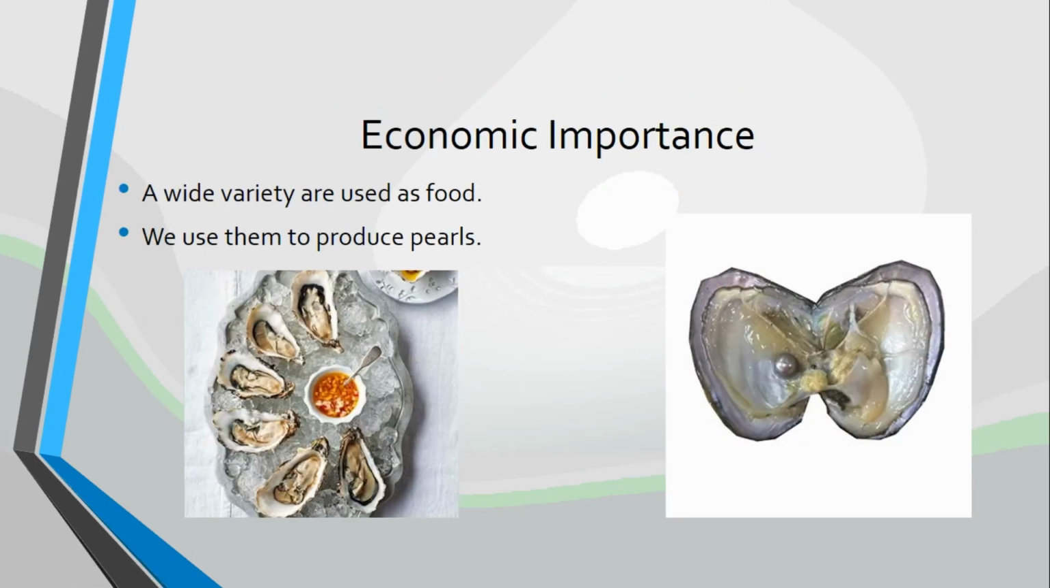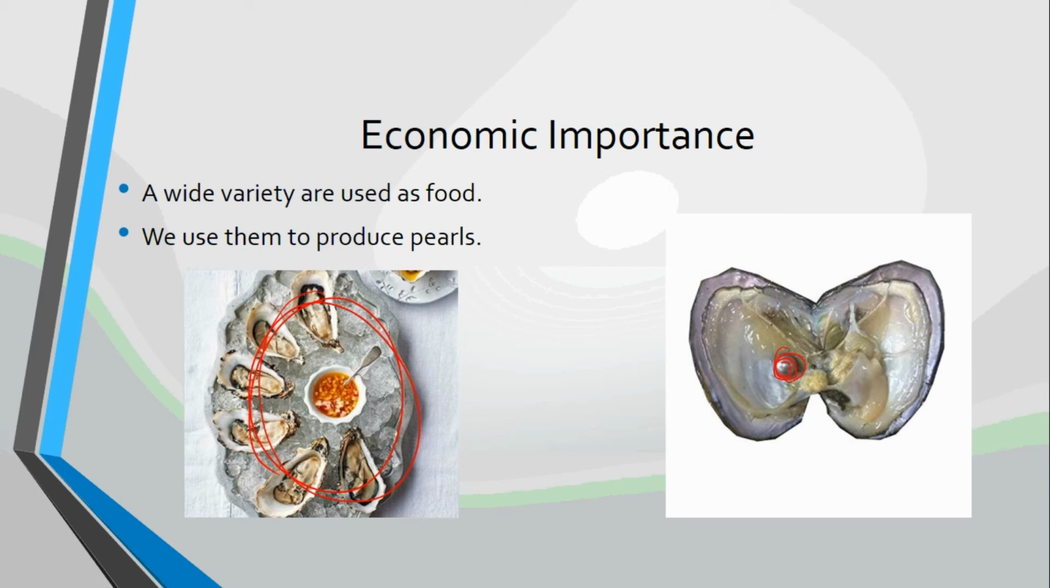Economic importance. Here's a little something that you may or may not be aware of. We do use mollusks a lot in our economy, primarily as food. So if you've ever been to a seafood restaurant and ordered oysters on the half shell, you probably know what that looks like right there. And also, oysters are used to make pearls, and of course pearls are used in jewelry.